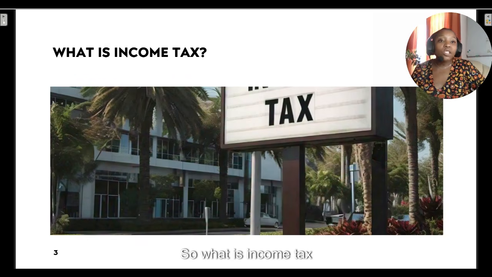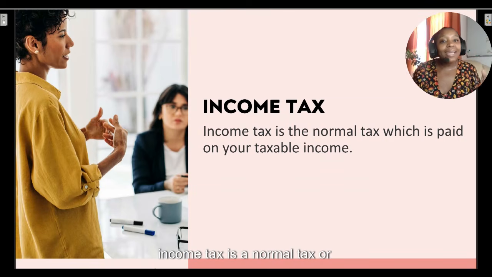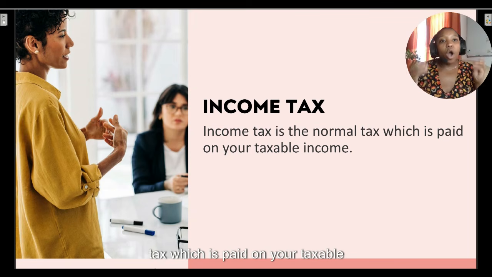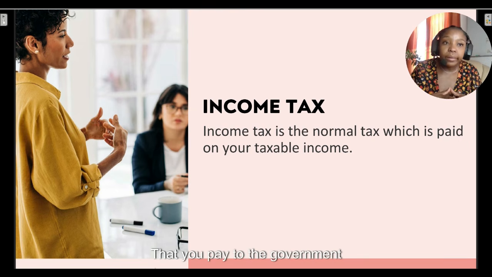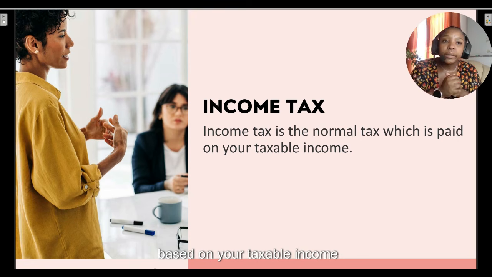So what is income tax? I've basically mentioned that income tax is a normal tax, or tax which is paid on your taxable income. So it's an amount that you pay to the government based on your taxable income.